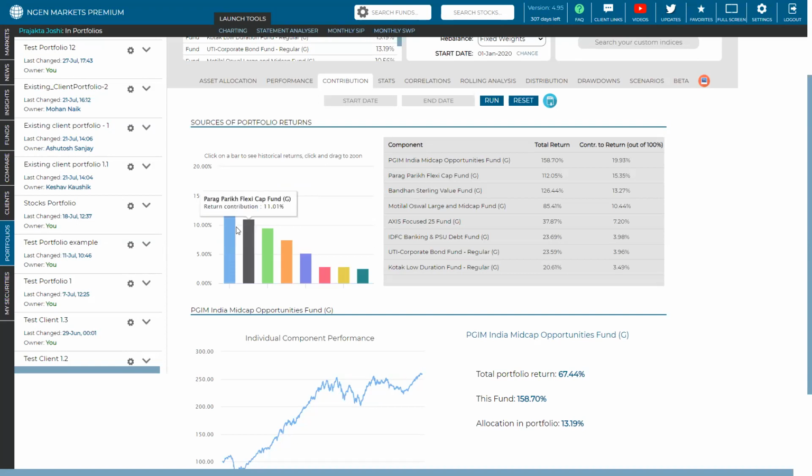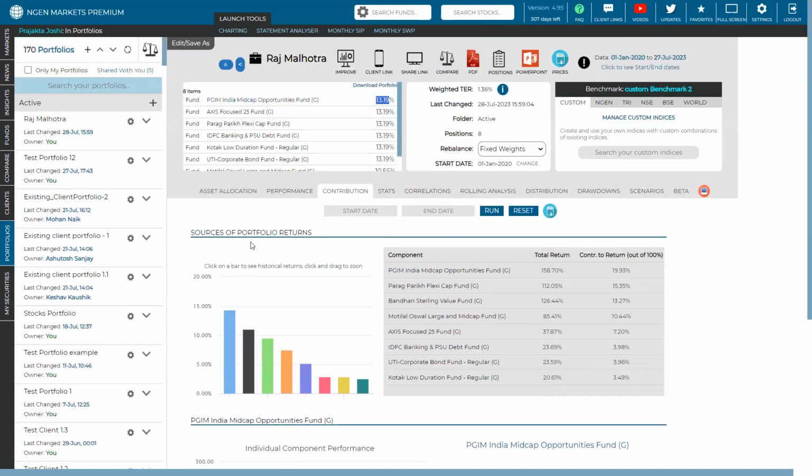So of course, in this case, we have only 8 odd funds in the portfolio. Therefore, this is very, very clear. But if there are more funds, let's say 15, 20, 25, you can just do a drag on zoom. When you click on that, this will get enlarged, and you can actually check each of the funds.